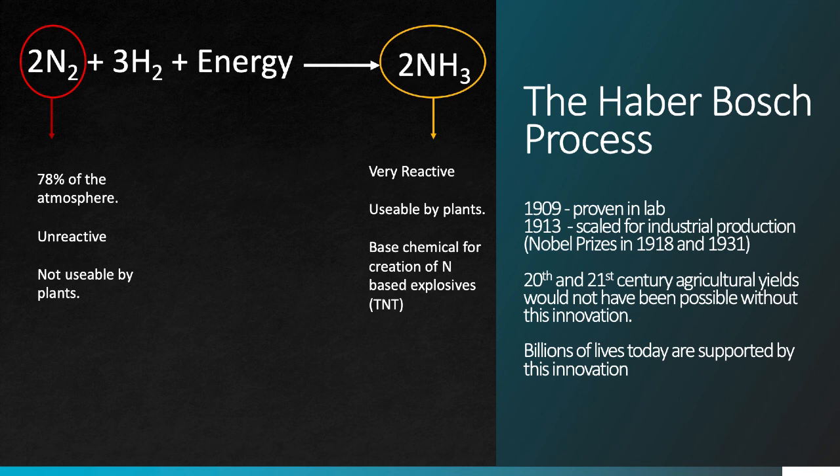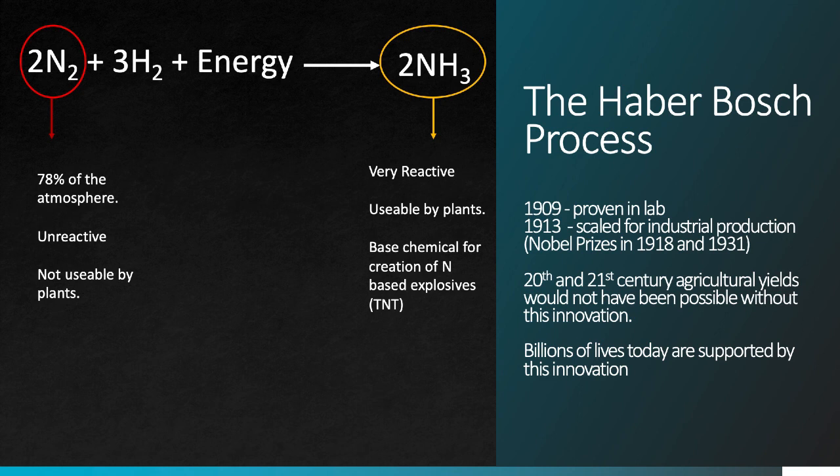In 1909, a German chemist named Fritz Haber developed a process that combined nitrogen gas and hydrogen gas in a high-energy environment to produce ammonia, or NH3. Ammonia is extremely reactive, and it can be used by plants as a fertilizer in a slightly different form. This form of nitrogen is also the initial chemical that is used in the creation of nitrogen-based explosives like TNT.